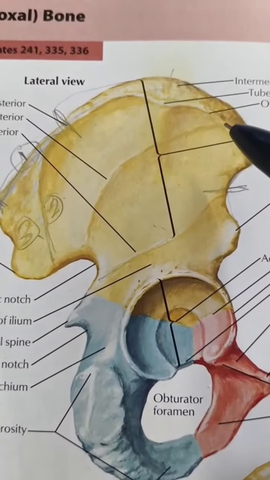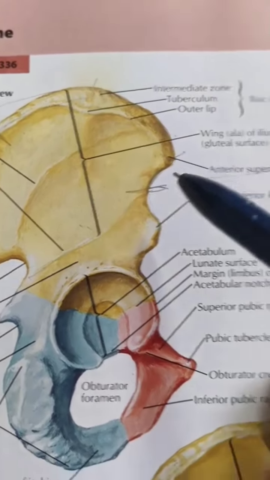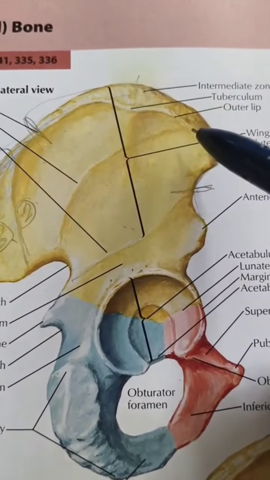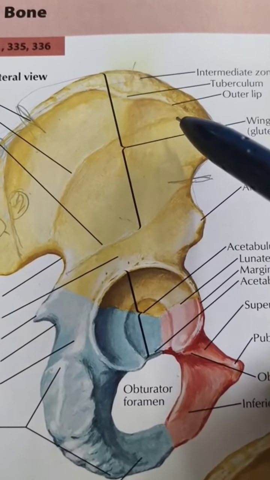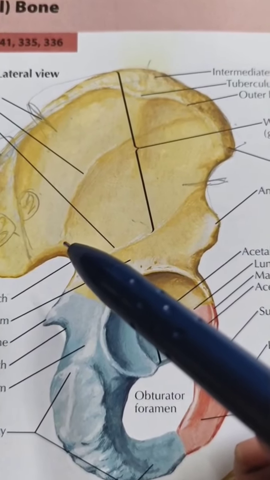Now see, this is the longest one, the anterior gluteal line. It begins 4 centimeters in front of the anterior superior iliac spine, 4 centimeters ahead, and then runs downwards to the upper border of the greater sciatic notch.